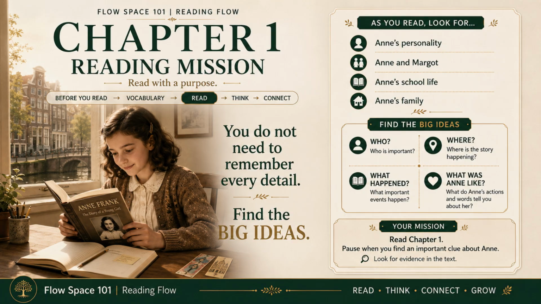First, Anne's personality. What do her actions and words tell you about her? Second, Anne and Margot. How are the 2 sisters alike or different? Third, Anne's school life. What do we learn about her experiences at school? And fourth, Anne's family. What do we learn about the people closest to her?